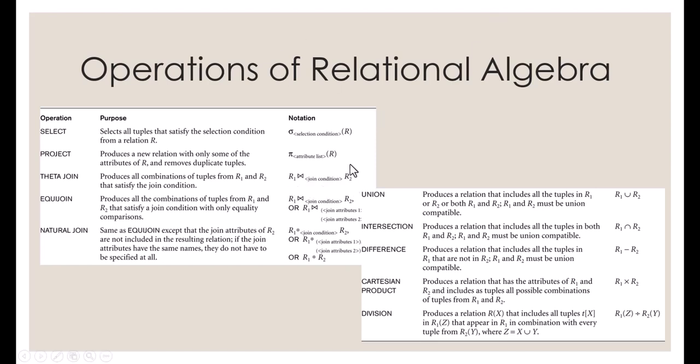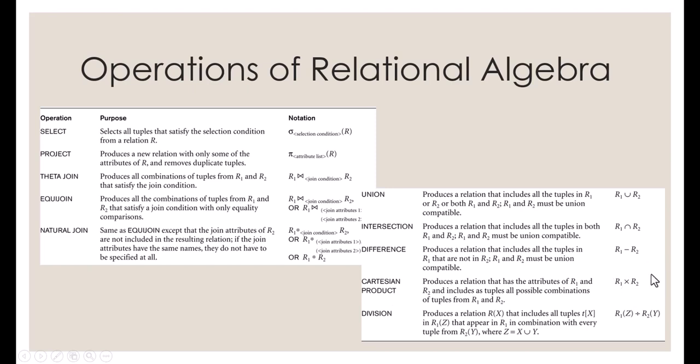You're joining R1 and R2 based on this condition. Equi-join's only difference is that this join condition can only have an equal sign. You cannot have less than or anything like that. Natural join will join R1 and R2 where the common attributes from R1 and R2 are equal to each other. You could also have union, intersection, set difference.